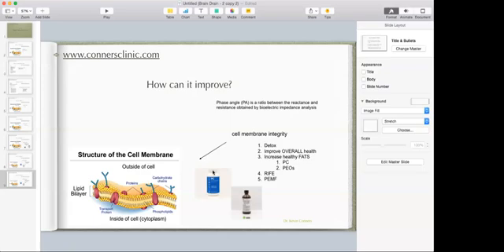Again, most of the studies are with cancer patients. So most non-cancer clinics are not going to have a tool to measure the phase angle. Okay, any questions?